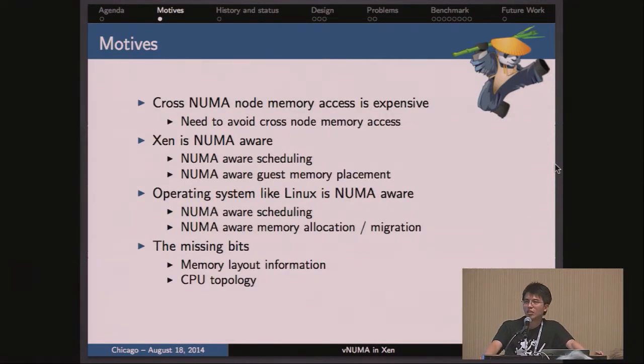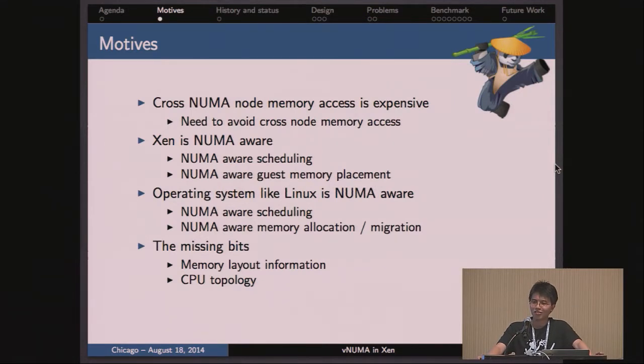For the motives part, I don't need to emphasize this anymore because cross-NUMA memory access is considered very expensive. I haven't done any micro benchmark to prove it, but I guess everybody knows it, so I don't bother. We would like the guest to avoid cross-node memory access as much as possible. The hypervisor is NUMA aware, so it knows the underlying memory topology and can do NUMA aware scheduling and NUMA aware guest memory placement. Operating systems like Linux are also NUMA aware, with features like NUMA aware scheduling, memory allocation and migration, so they know how to optimize the workload.